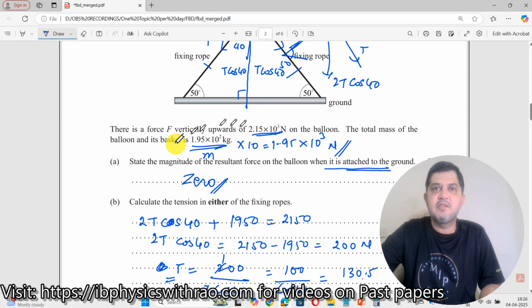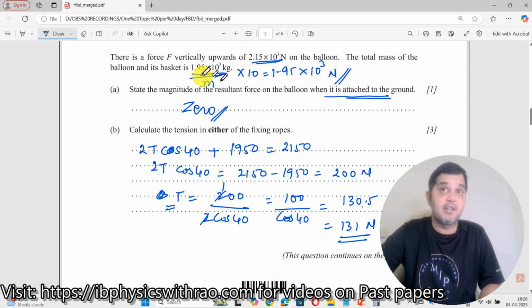The total mass of the balloon and the basket is 195 kg, not 1950. I did not take 1950 because that's a force over here. Just take the mass over here, which is 1.95 times 10 squared, which is 195 kg.